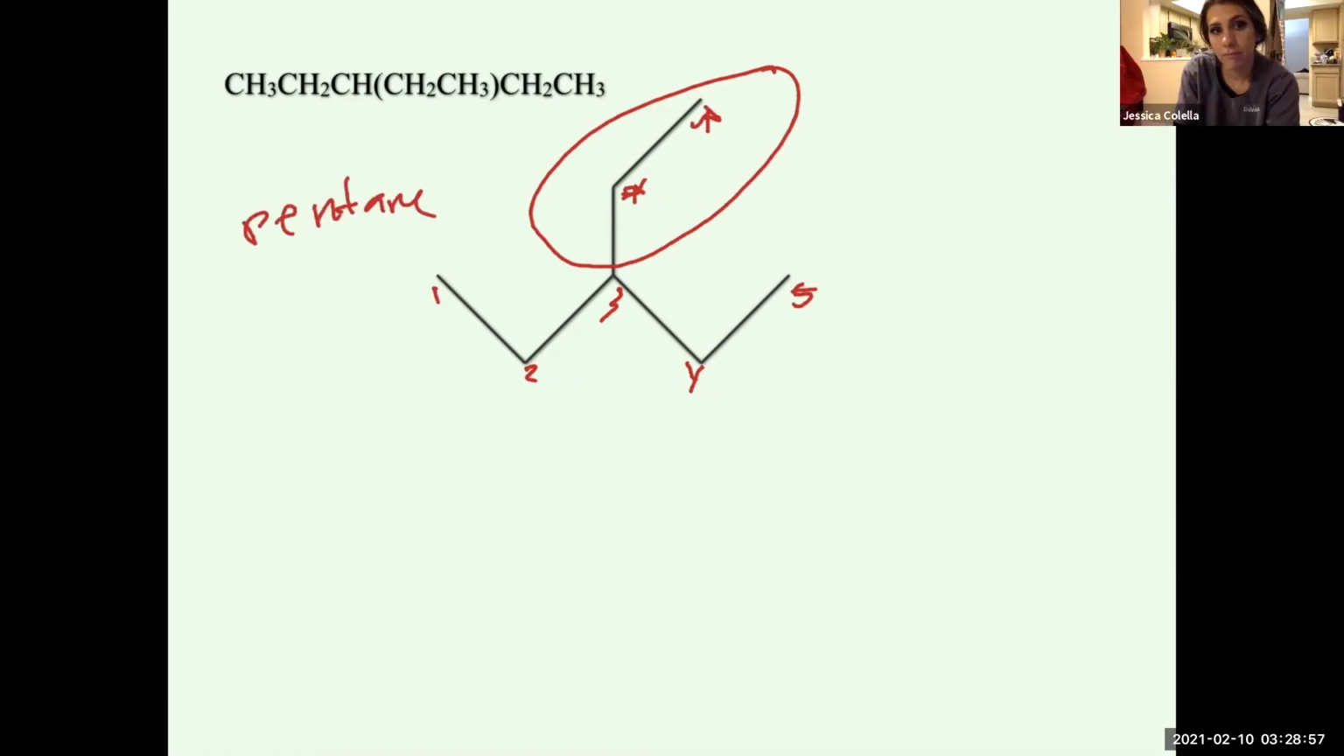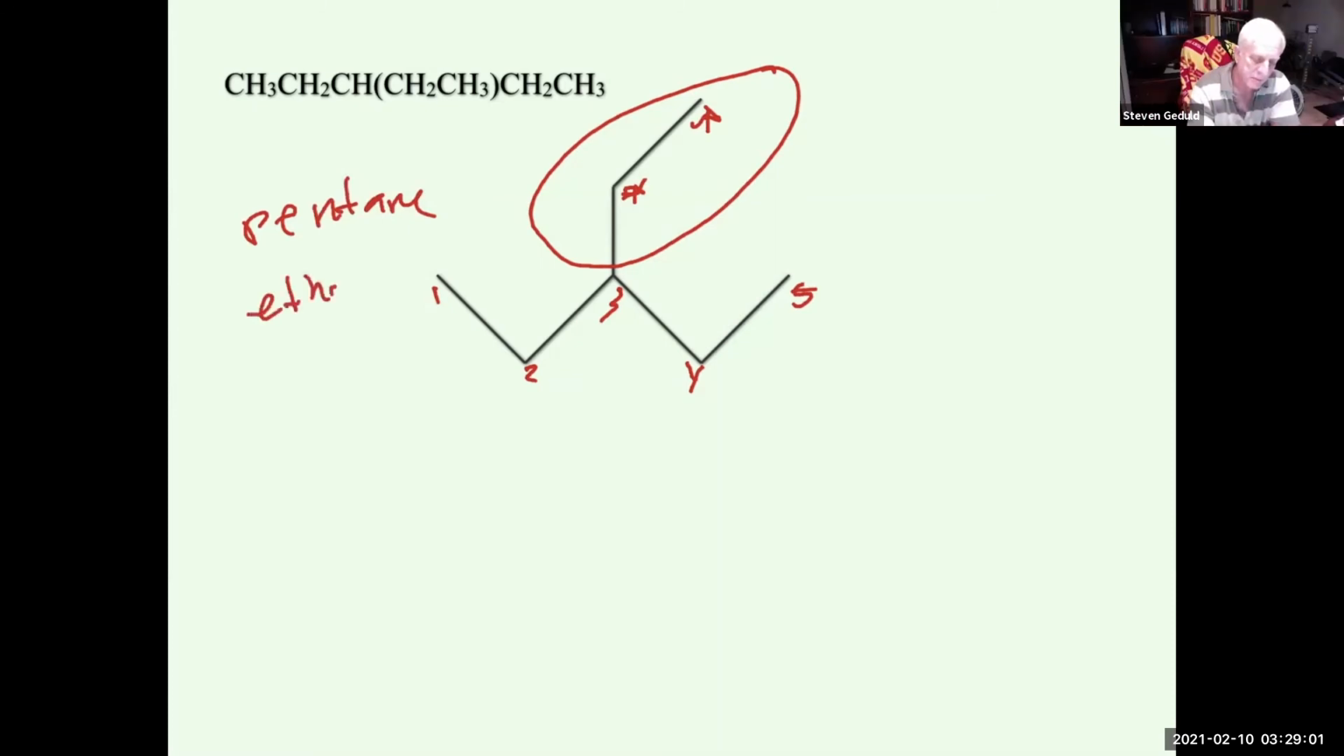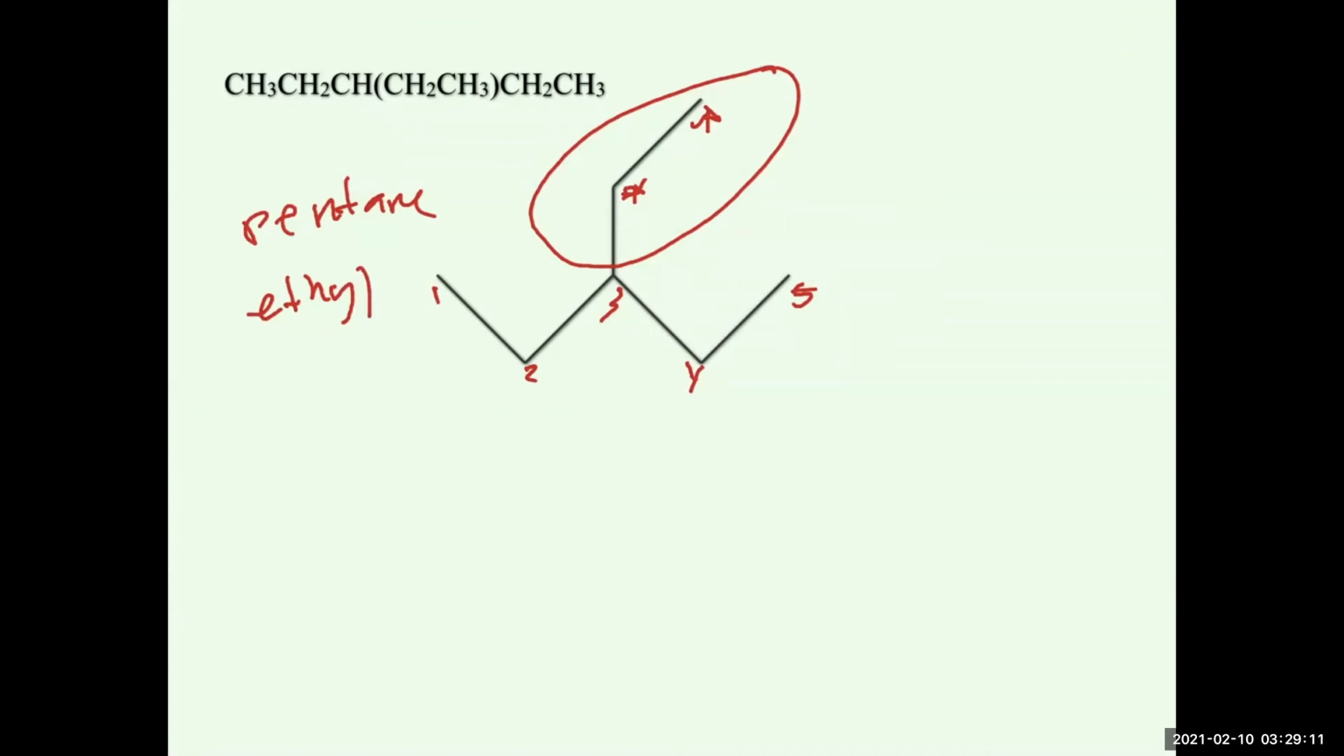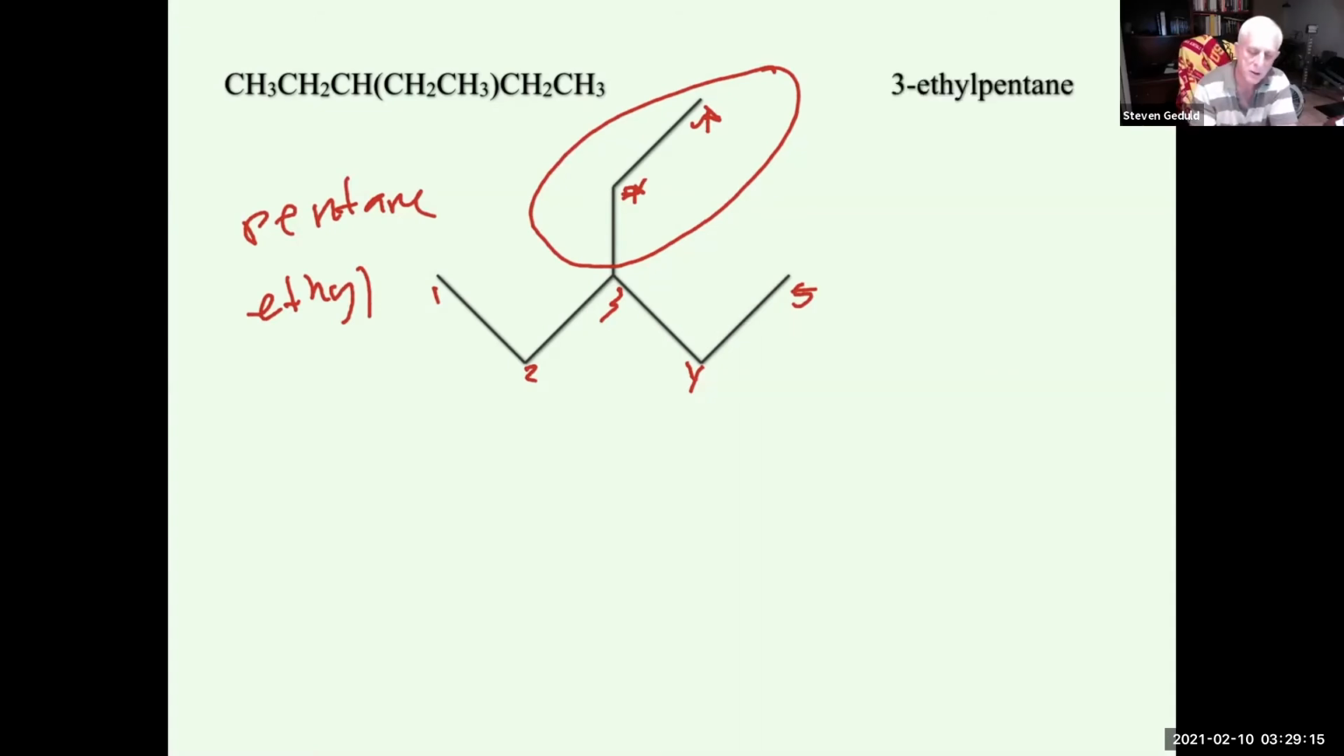Ethyl. Perfect. It's a 2 carbon attachment. So it's ethyl. And where's it at? It's at number 3. So what's the name of this thing? 3-ethyl pentane. Got it. So I can give you something that looks like this on an exam, and you can give me that answer.